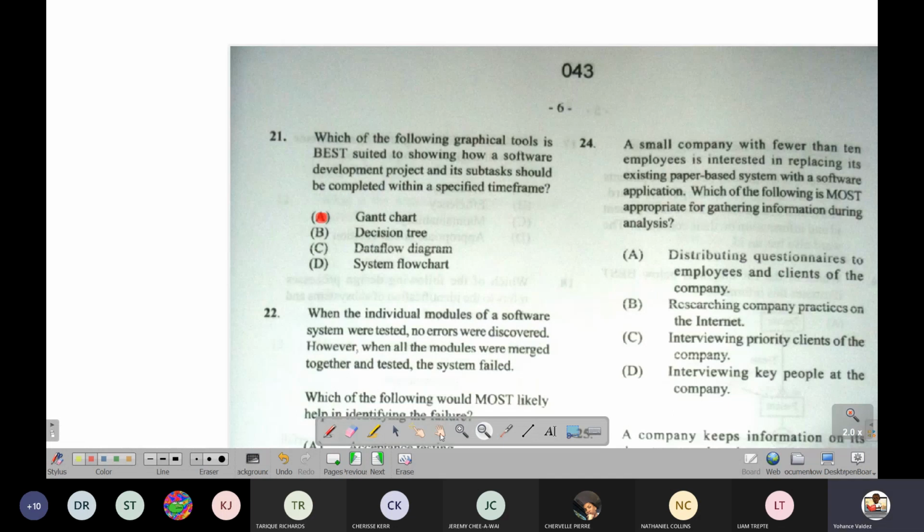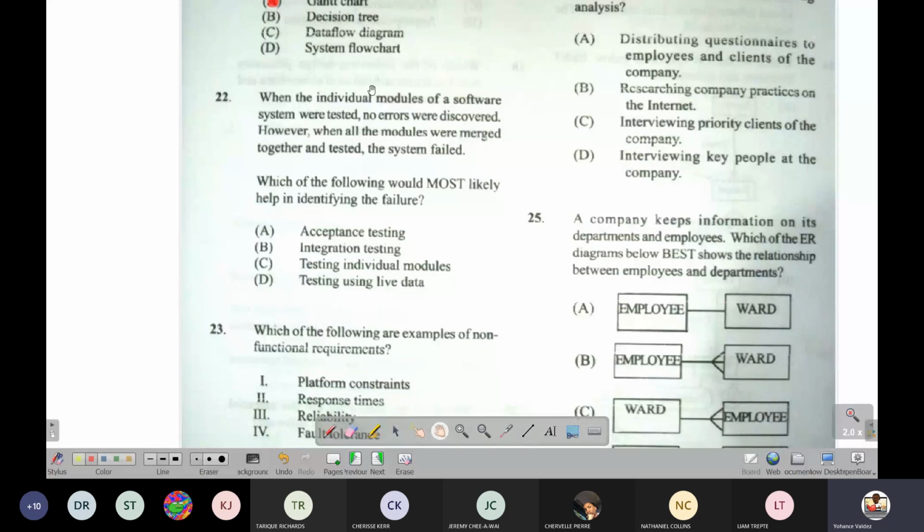When the individual modules of a software system were tested, no errors were detected. However, when all the modules were merged together and tested, the system failed. Which of the following would most likely help in identifying the failure? That is integration testing, right? Because acceptance testing is user testing. That should be once you get it internally working together as a system, if the user wants to accept the system. The testing of individual modules was what they did initially, and testing using live data.